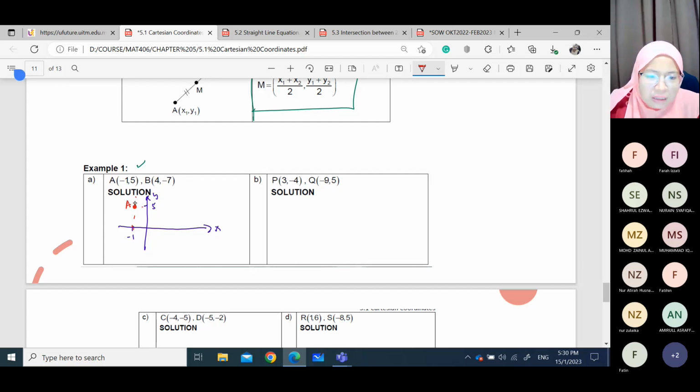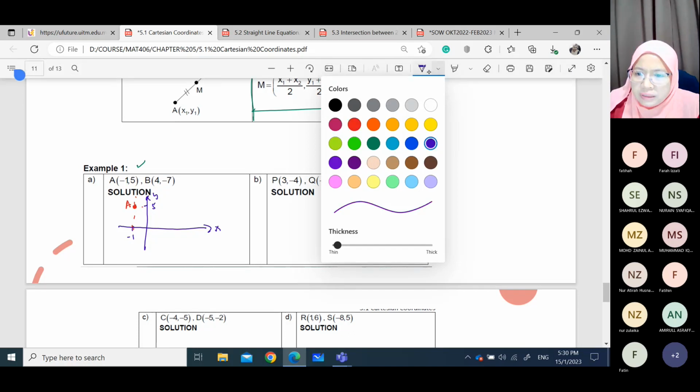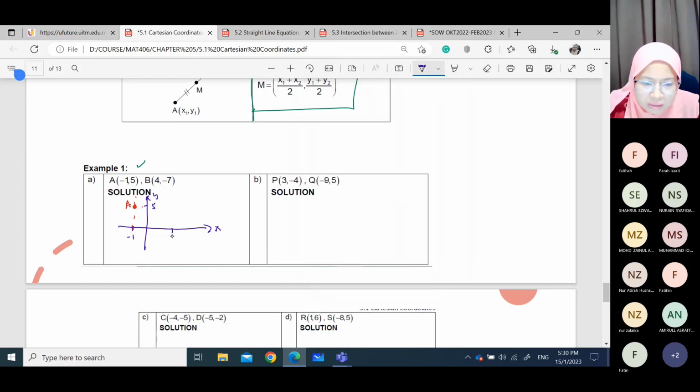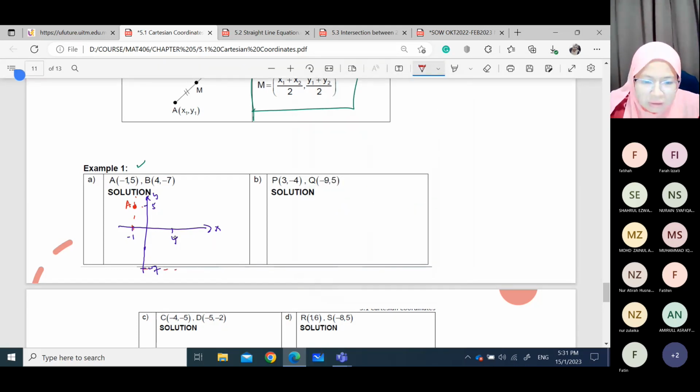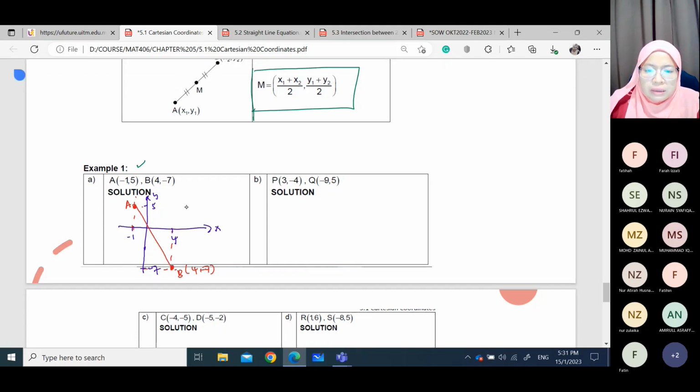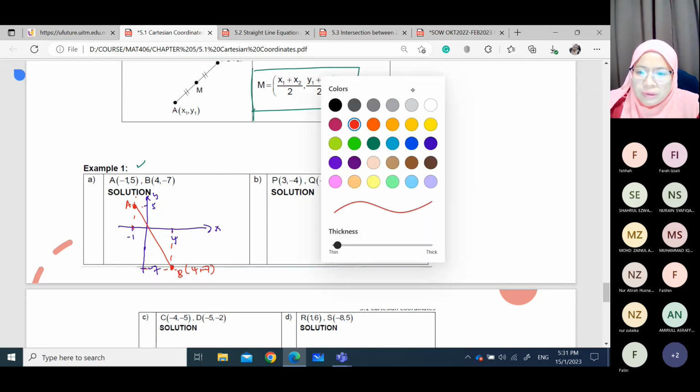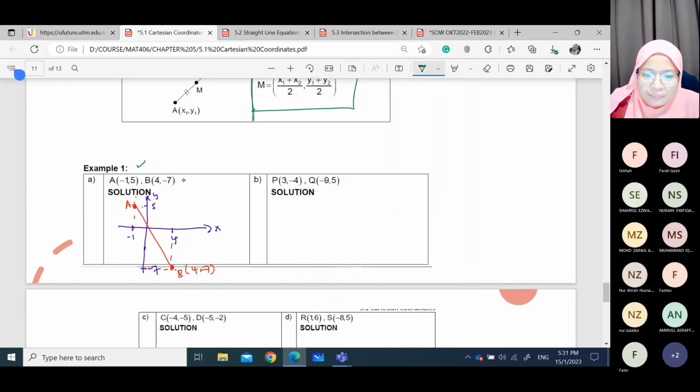Point A is (-1, 5), and point B is (4, -7). So X at 4, kat sini, Y negative 7, katakan Y di sini. So you plot point, kat sini lah point dia. So this one is B, (4, -7). Okay, so kita cari midpoint, titik tengah dia. Kat mana titik tengah dia? So gunakan formula yang diberikan. Okay, so M.